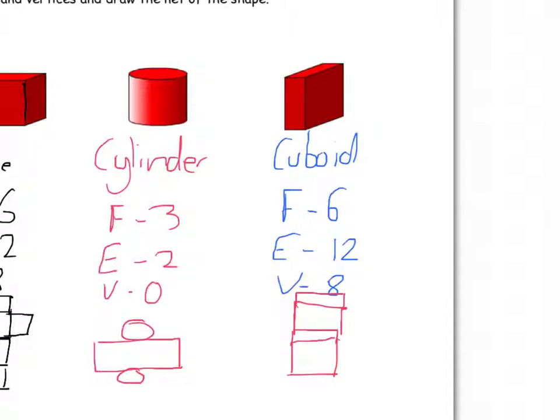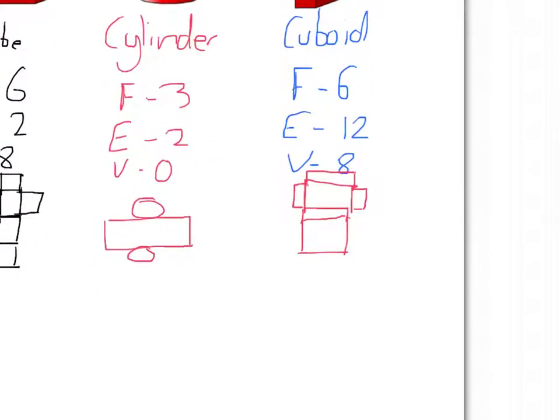Also, we've got to add on our 2 sides, so we've got our side here and our side here, which are exactly the same, but we're going to draw them here. So there is a net of a cuboid.